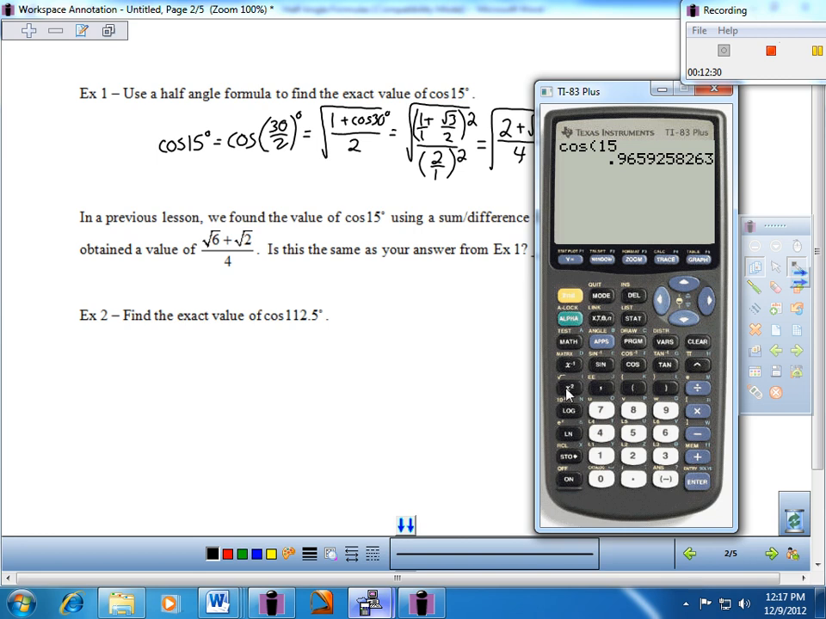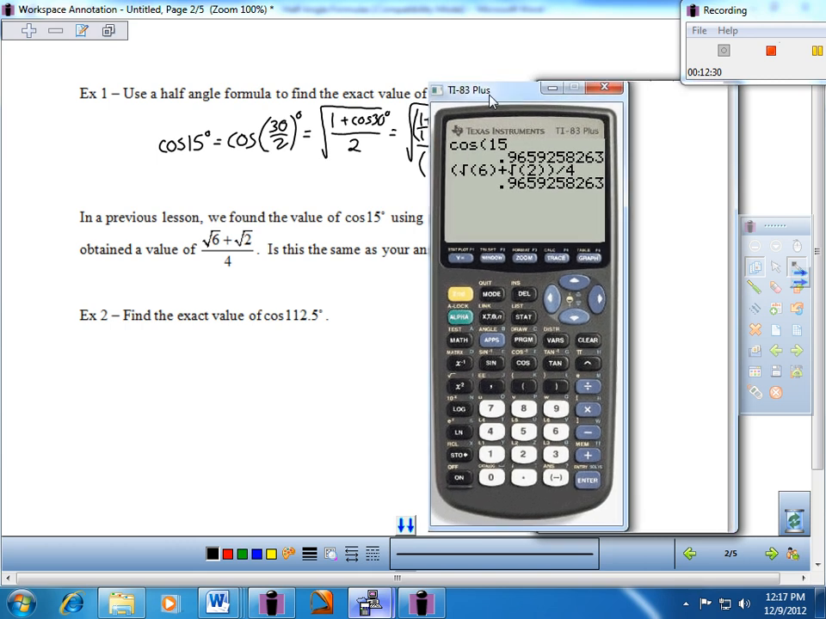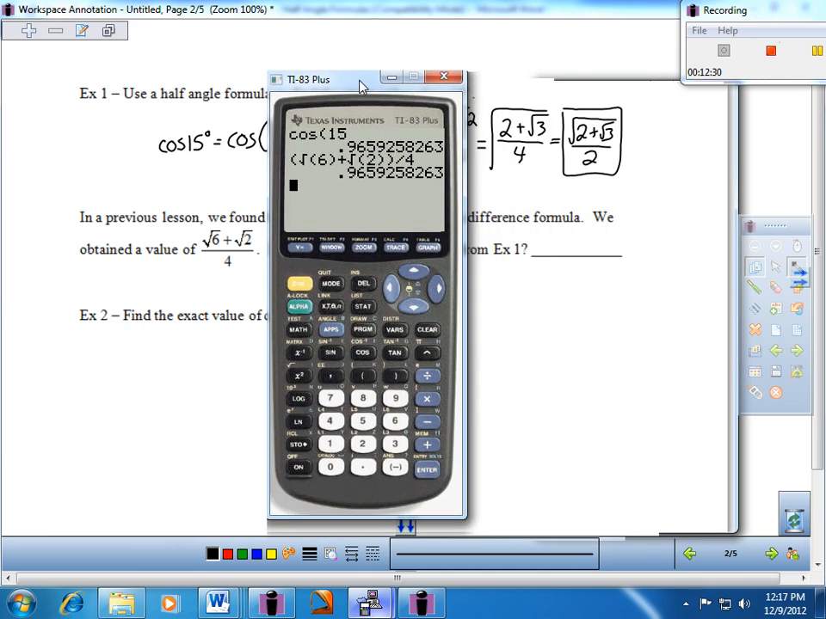And if you remember, actually, let's go back for a sec. If you remember, I did this root 6 plus root 2 and then divided by 4, same number, absolutely. And that's what we did using a difference formula, and it worked great. You know, no problems at all. Is this the exact same ratio? Well, let's find out.